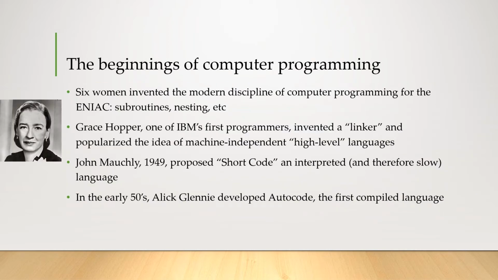In the 1940s, computers became completely programmable, but it was left then to a series of pioneers of computer programming to come up with a way to program them. For the ENIAC, that computer that was programmed by plugging cables and flipping switches, there was a team of 6 women who invented the modern discipline of computer programming. They invented subroutines and loops and nesting and all the things that you will learn in this class.